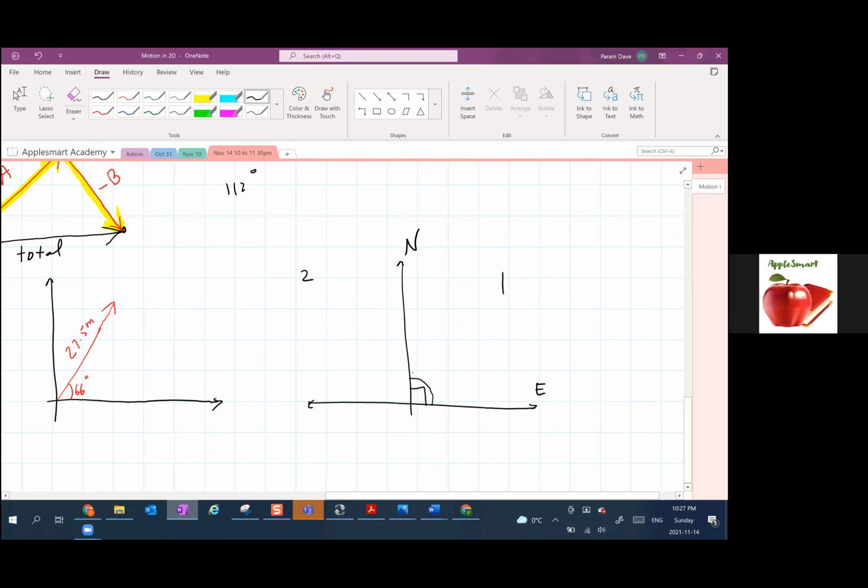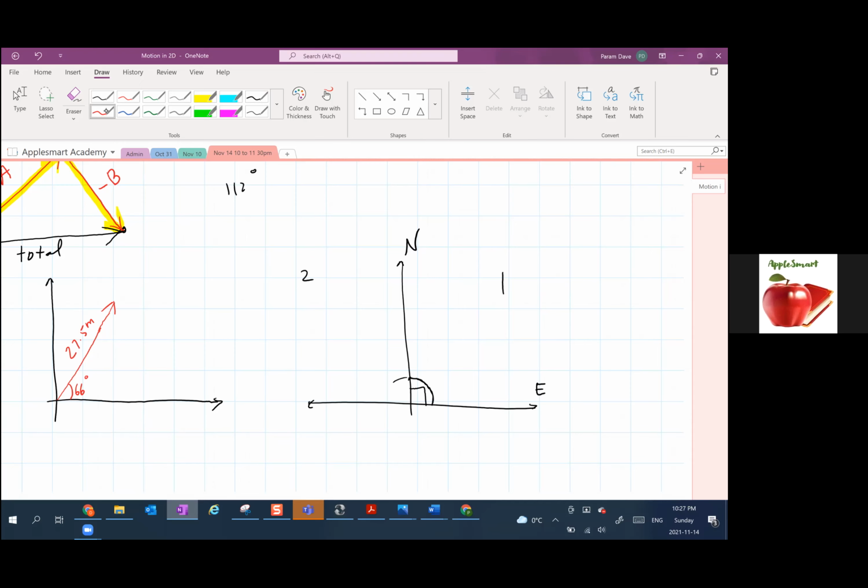So 112 take away 90, how much was that? You can't stop here, right? Because the direction is 112. You have to keep going till 112. So from 0, you go this way, you're at 90. And how much more would I need to go to make it a total of 112? 22. 22 degrees. All right.